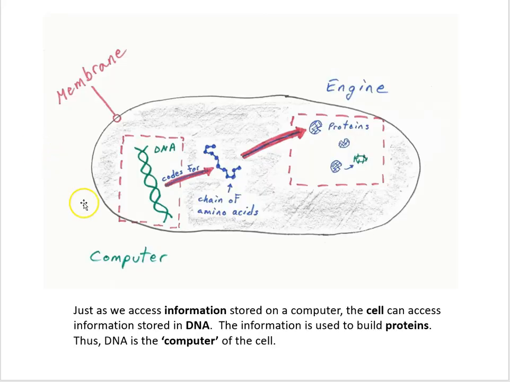Another analogy is a computer analogy. So just as we access information stored on a computer, the cell can access information stored in DNA, and that information is used to build proteins. In this way, then, DNA is sort of the computer of the cell. So again, the DNA molecule codes for the protein. So the sequence of DNA letters specifies the sequence of amino acids, and this chain will fold up into different proteins, and every different protein has a different recipe stored in DNA. So we can think of the DNA then as the computer of the cell. It's the repository of information to build the important protein parts.